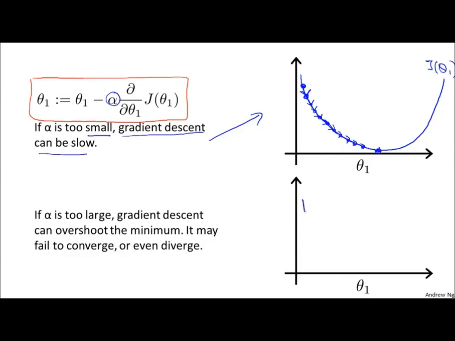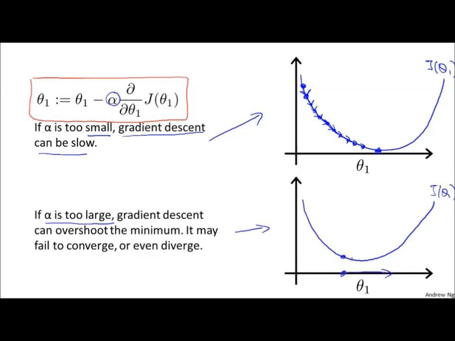So here's my function J of theta. Turns out, if alpha is too large, then gradient descent can overshoot the minimum and may even fail to converge, or even diverge. So here's what I mean. Let's say I start off theta there. It's actually pretty close to the minimum. So the derivative points to the right, but if alpha is too big, I'm going to take a huge step. Maybe I'll take a huge step like that.